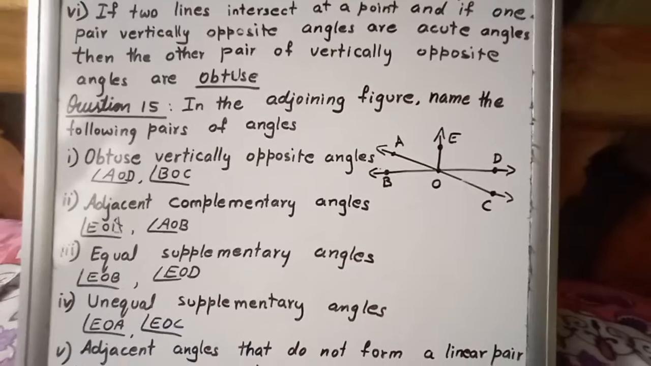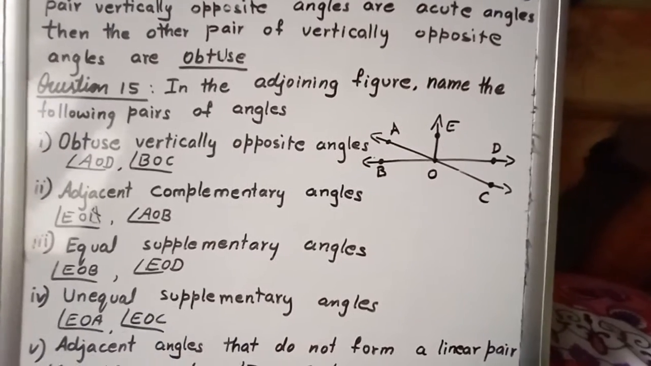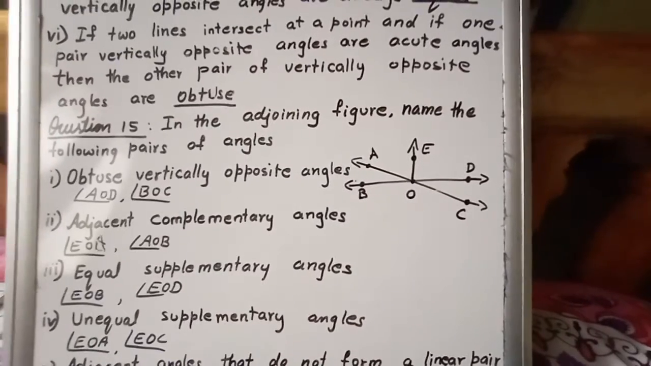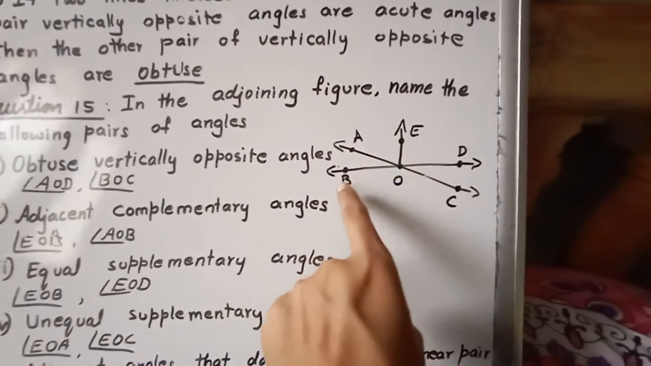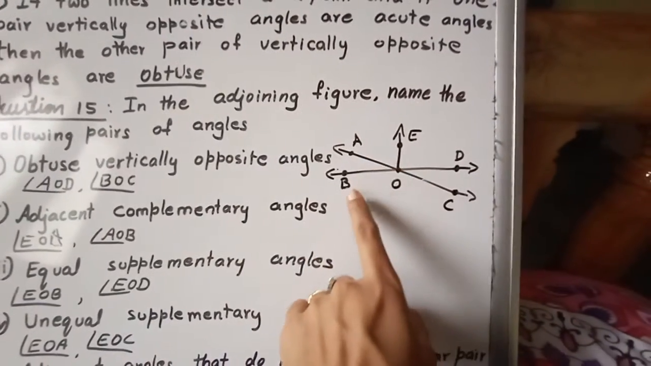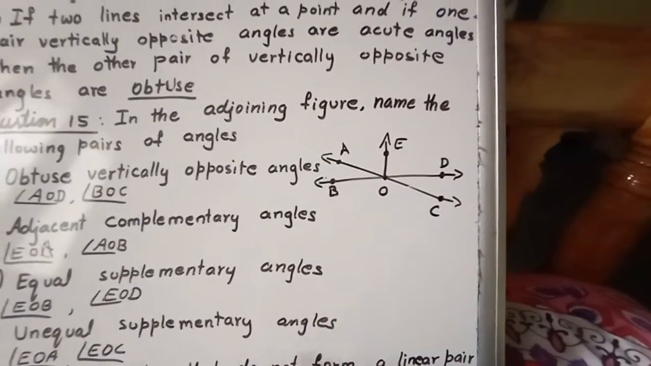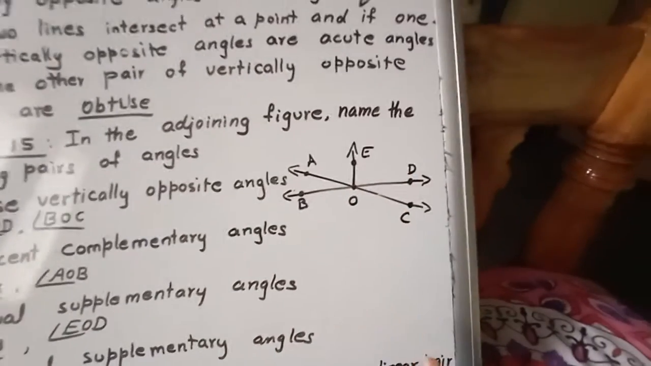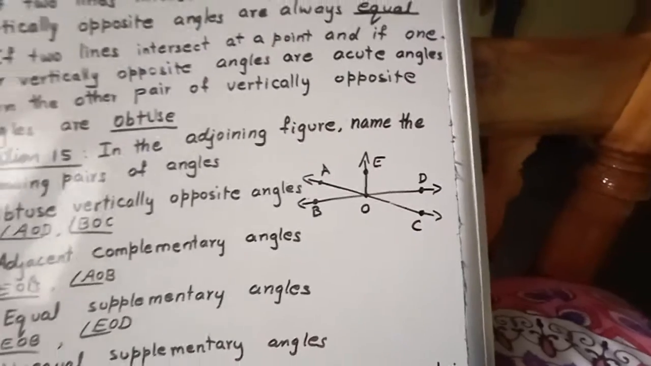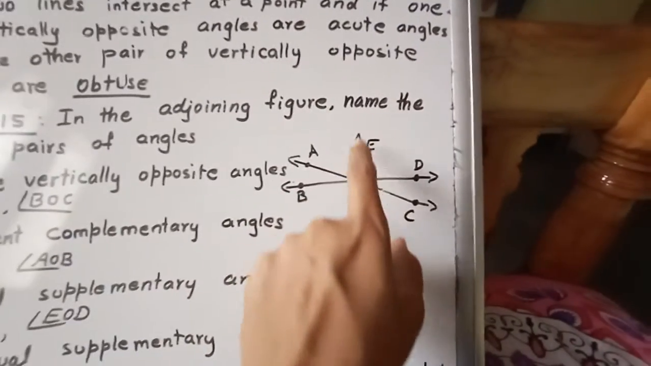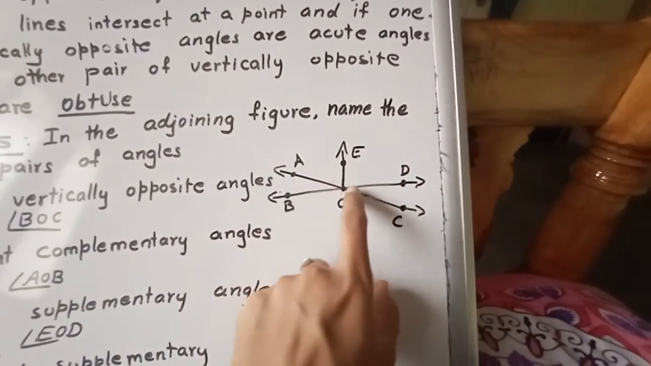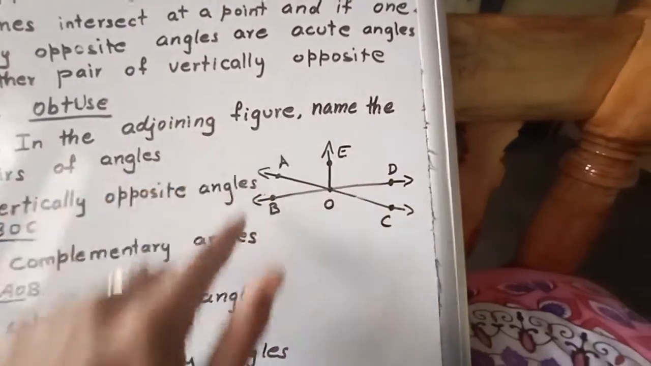Next one, adjacent angles that do not form a linear pair. They should not form a linear pair. AOB, AOE, one pair. The condition is they should not be linear. So it is not linear, it is only this one. Then AOE, EOD. Then it is also not linear. Linear means it should be straight.